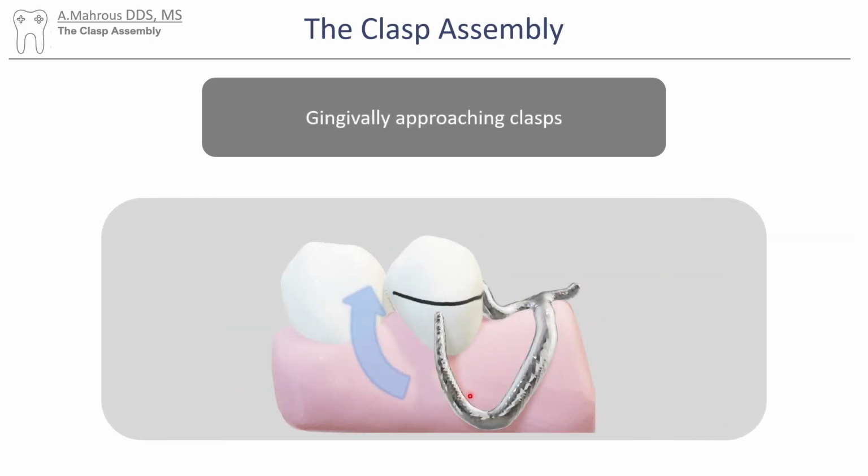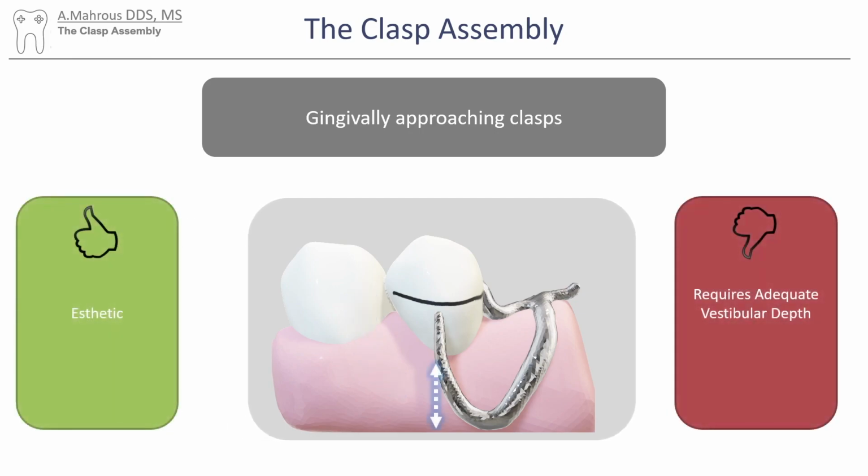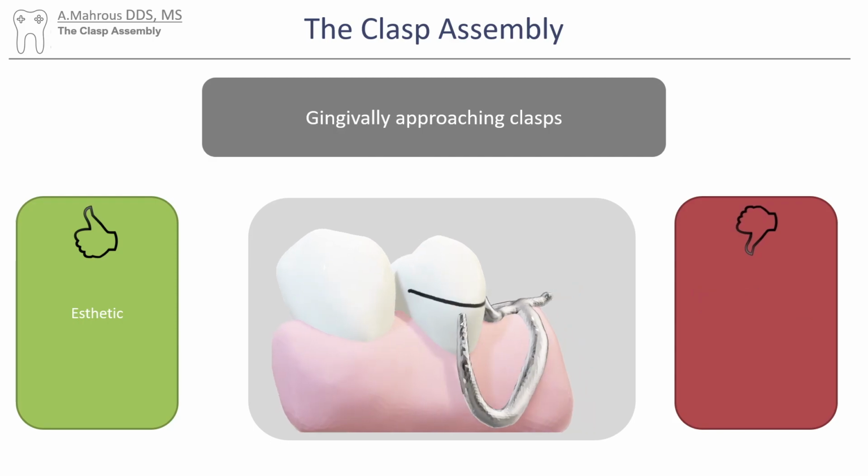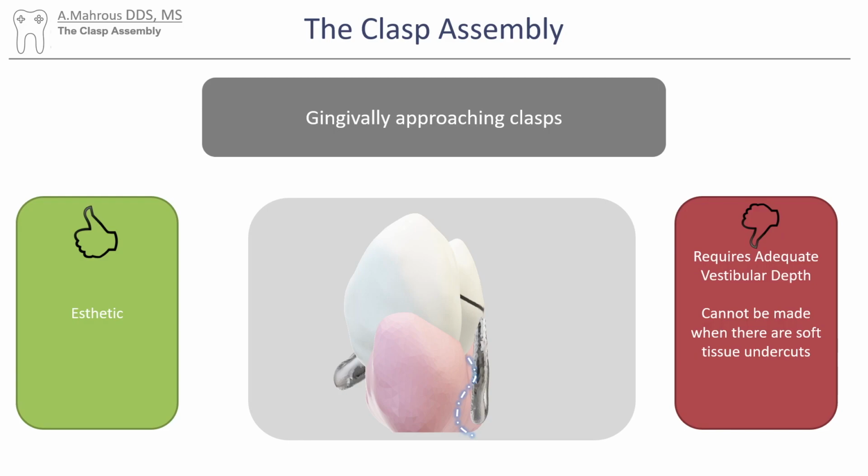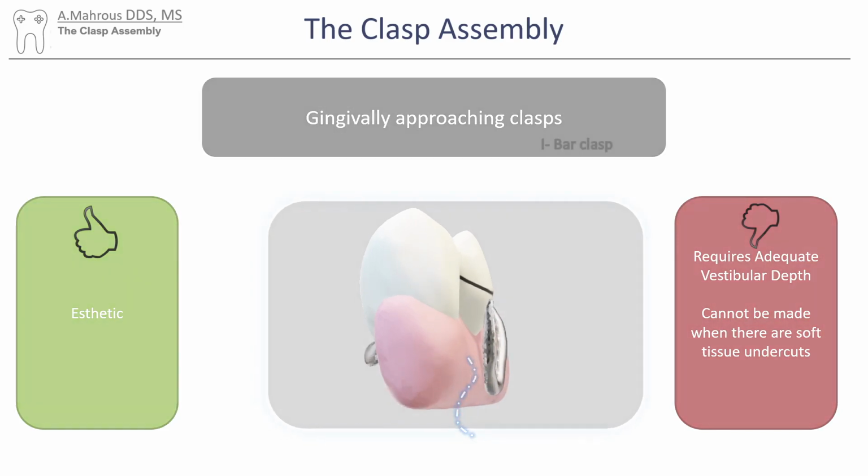Gingivally approaching clasps approach the undercut from a gingival direction. A big advantage here is aesthetics, as these clasps are usually hidden. However, they need adequate vestibular depth to make, and they can't be made in areas where there is considerable soft tissue undercut, as this area becomes a significant food trap.